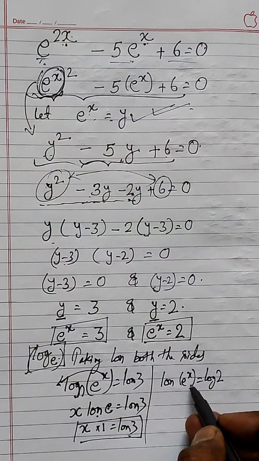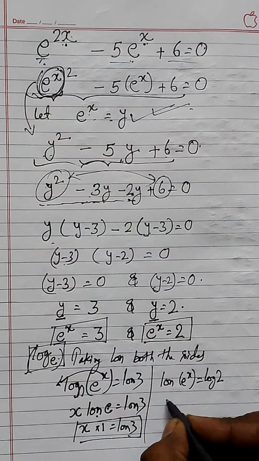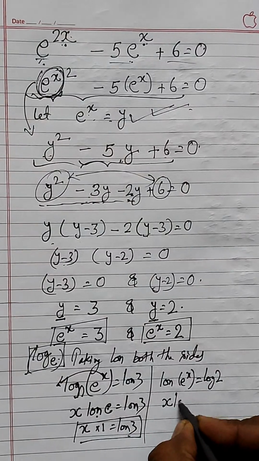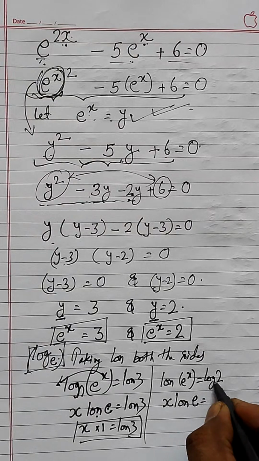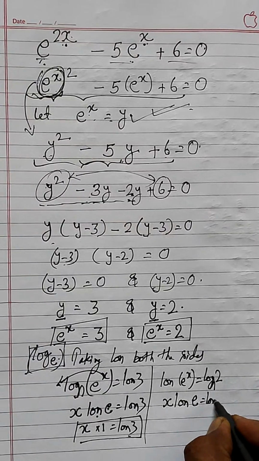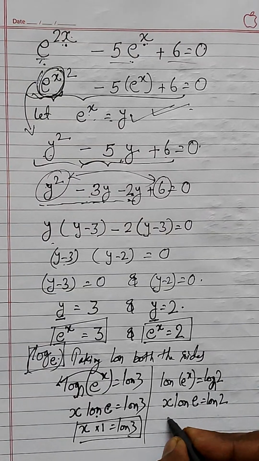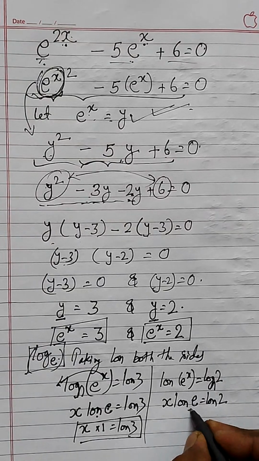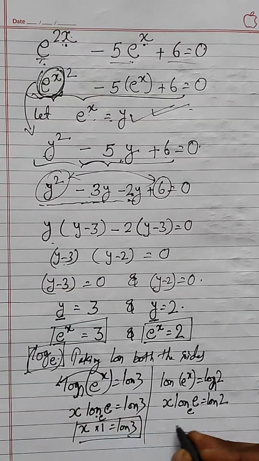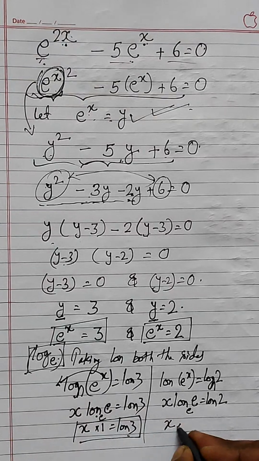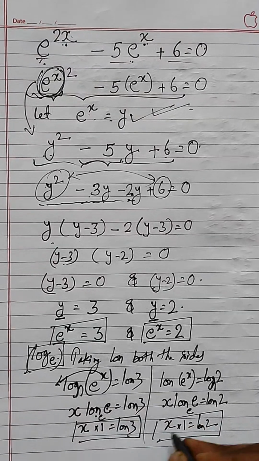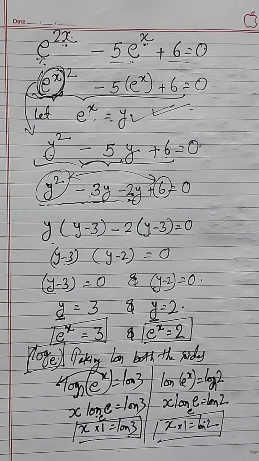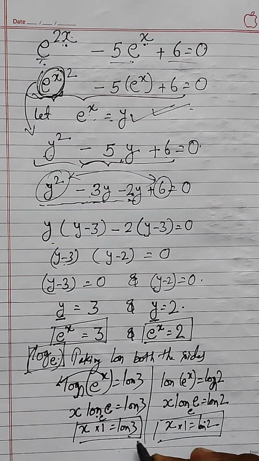Now here similarly, x times ln e equal to ln 2, and ln is base e, right? This is base e. So x into 1 equal to ln 2. So x equal to ln 2 and x equal to ln 3 are the two values which are derived for the given equation, right?